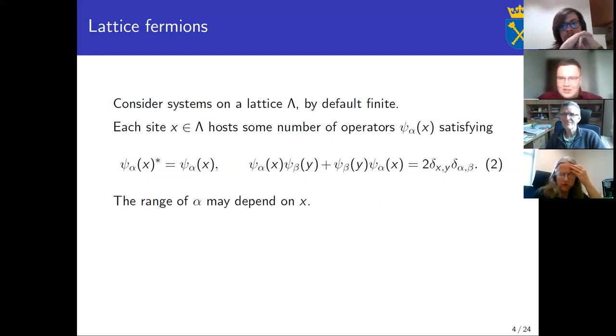Question. Yes. Did you say something about which dimension? No, the dimension is arbitrary. This Lambda could be basically anything, by default finite, but it could be like a cubic lattice in any dimension, either with open or periodic boundary conditions. It could be a triangulation of some manifold of some complicated topology. It just doesn't matter at all.